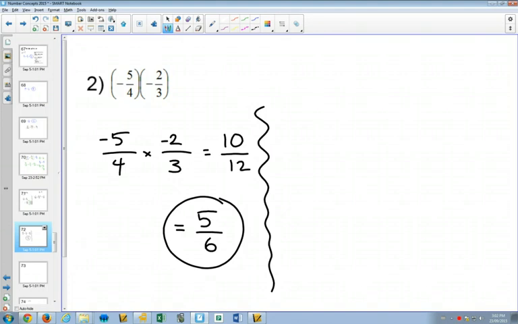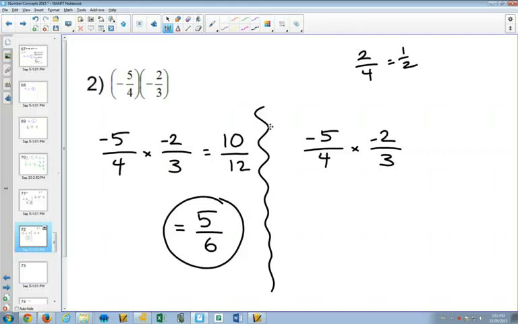Awesome. If you wanted to simplify first, you would check inside the fractions. Can I simplify 5/4? No. Can I simplify 2/3? No. On the diagonals, can I simplify 5/3? No. But I can simplify 2/4. 2/4 is the same as 1/2. So if I get rid of this -2, I'd have -1. If I get rid of this 4, I'd have 2. Then if I multiply the tops, -5 times -1 is 5. 2 times 3 is 6.